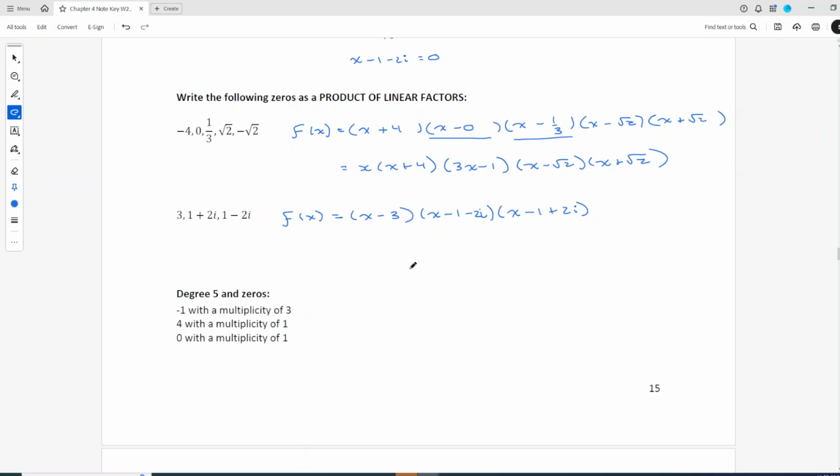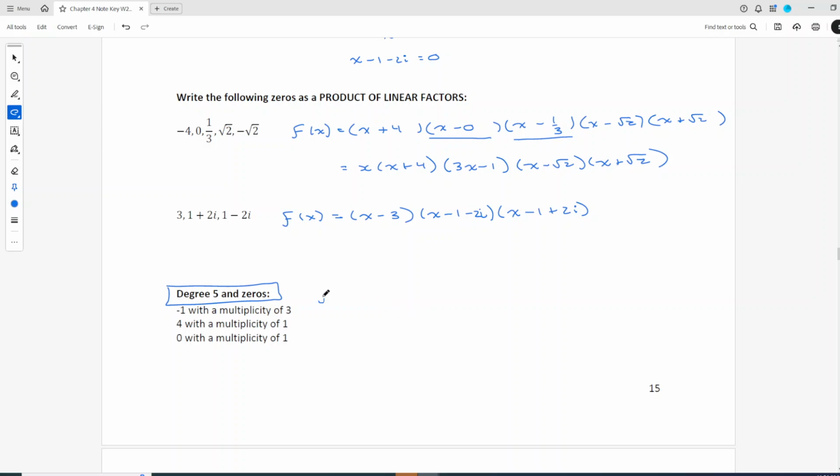And then the last one is, how else can they ask you the question? Well, they can say specifically that we're going to end up with a degree 5, and they can give you different zeros with different multiplicities. So up until now, the degrees just kind of happened. This would be a degree 1, 2, 3, 4, 5. This would be a degree 1, 2, 3. So however many factors you have, that's the degree of your polynomial.